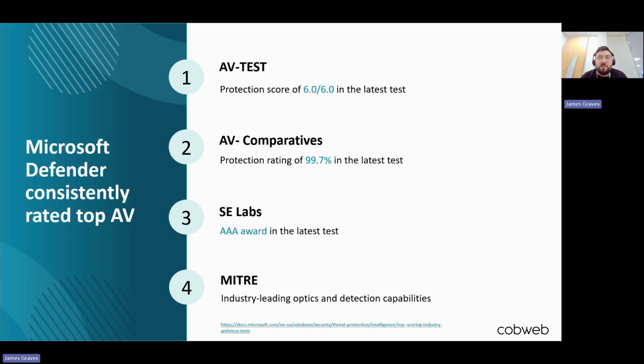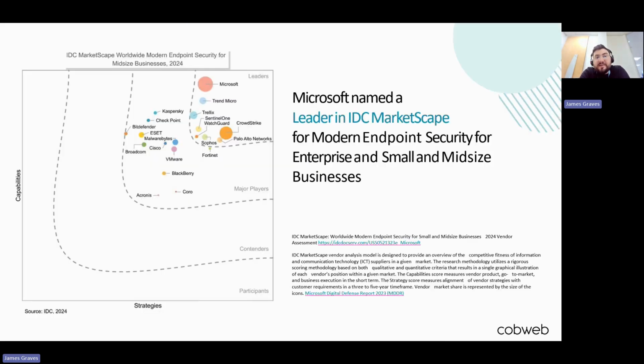And some of the stats and third-party certifications you're seeing on the screen here are a testament to that level of investment that they put in there. So AV-Test, which is a third-party accreditation company, scoring them 6 out of 6. AV Comparatives, another third-party company, giving them a score of 99.7%. SE Labs giving them their highly coveted AAA award, and then MITRE have seen them as an industry leader in terms of optics and detection capabilities. And if we start looking at things similar to the IDC MarketScape, you'll see among all of the well-known vendors that are out there doing cybersecurity, Microsoft are pretty much up there and viewed as leaders within the SMB space for modern endpoint security solutions.